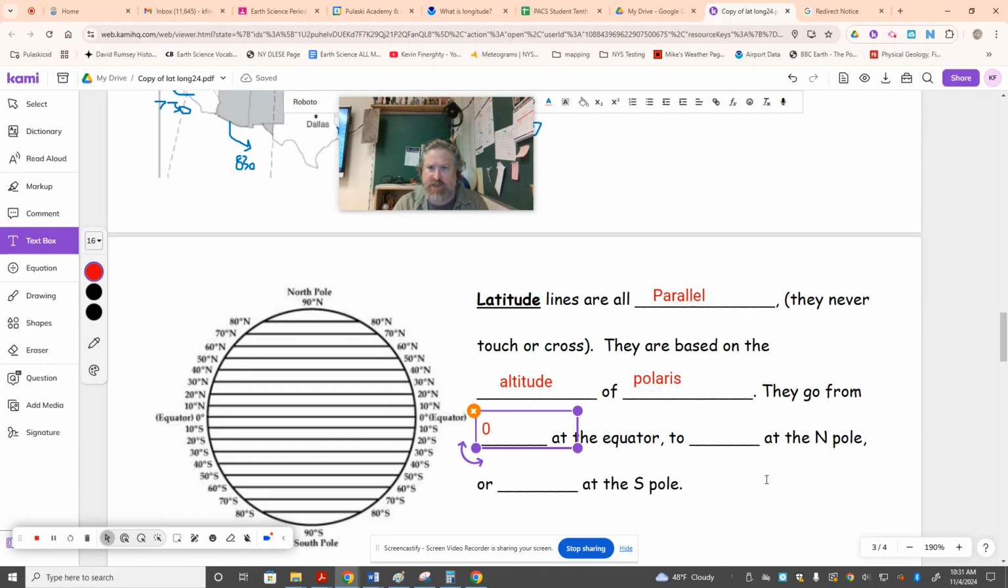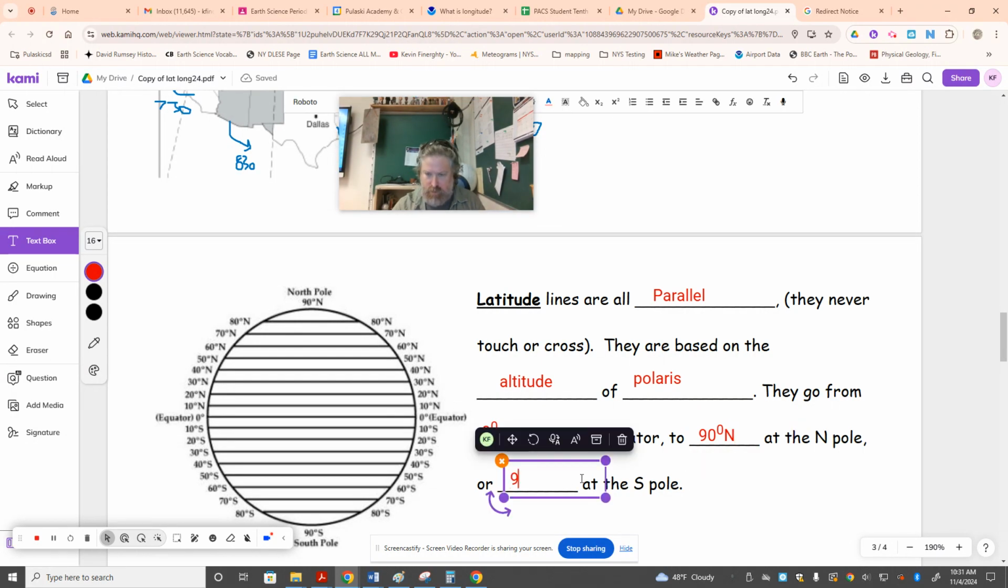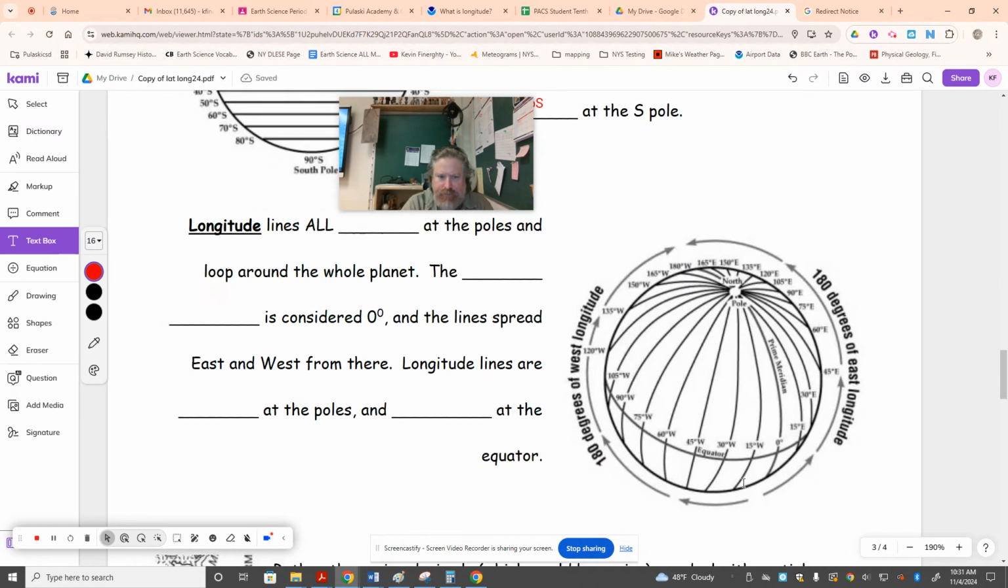They go from 0 degrees at the equator. The equator is 0, so you wouldn't say north or south for that. But all the other ones you will say either north or south. So from 0 up to 90 degrees north at the North Pole, or 90 degrees south at the South Pole. Yeah, no such thing as 95 degrees latitude.